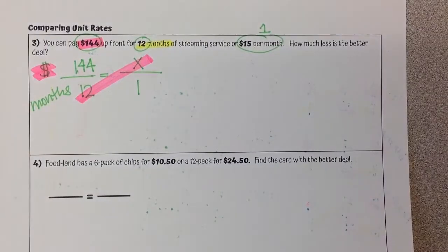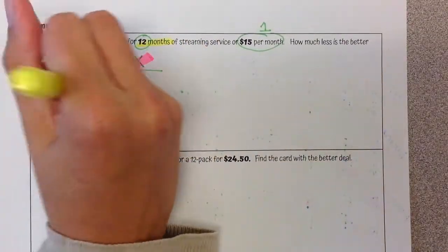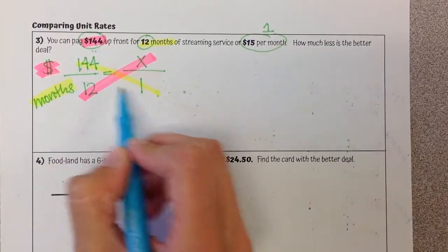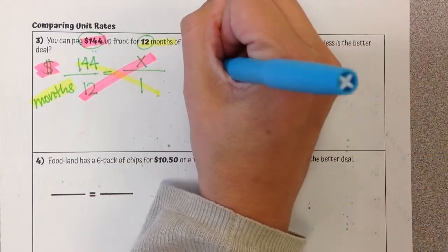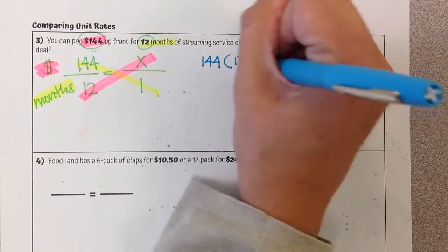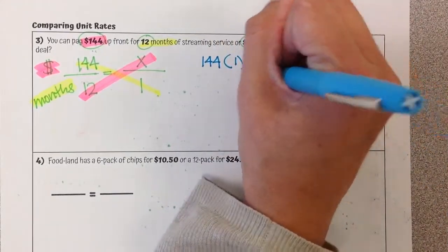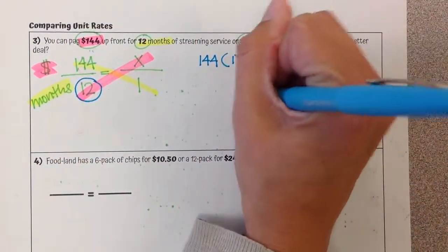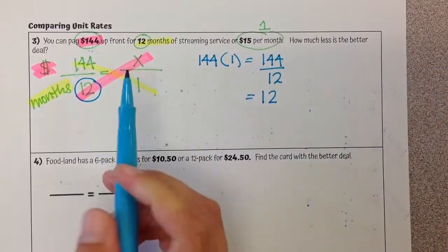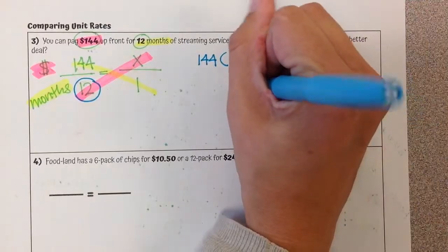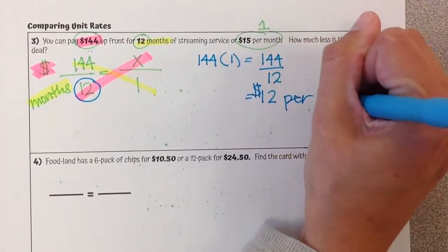So I'm going to highlight my diagonals. And we're going to solve. So the diagonal that has two numbers is the yellow diagonal, 144 times 1 equals 144, divided by the number that's on the same diagonal as the variable, which is 12, which equals 12. What were we solving for? X is on top, which is money, so $12 per month.